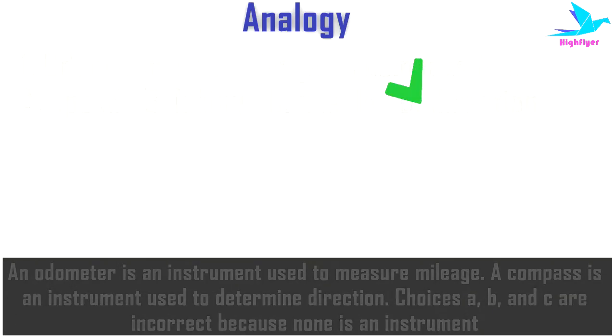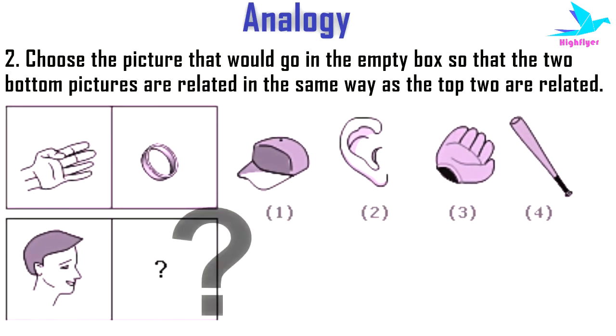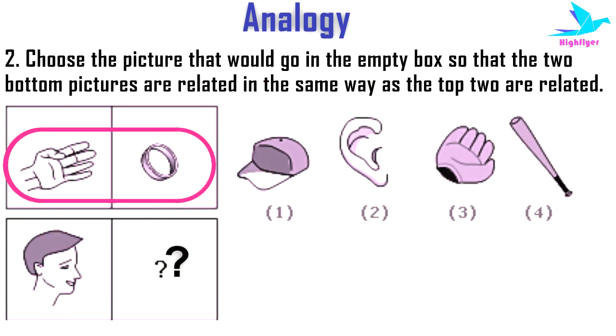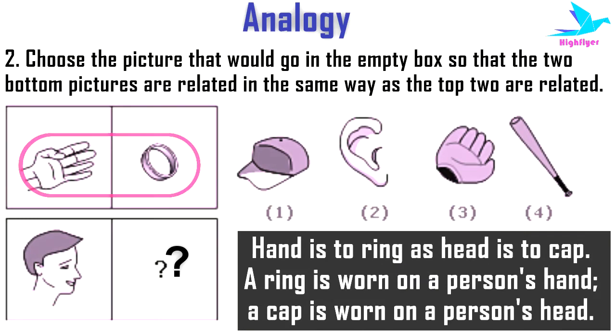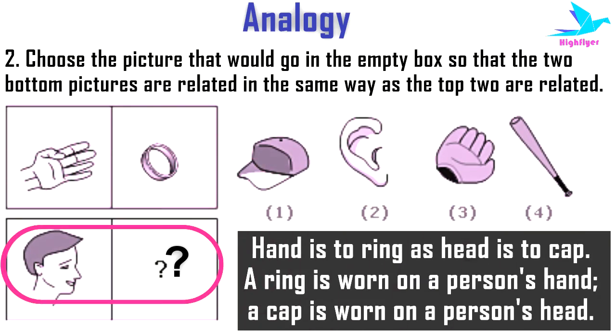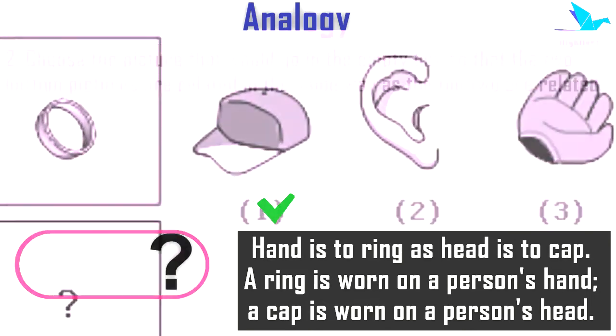Next example, choose the picture that would go in the empty box so that the two bottom pictures are related in the same way as the top two are related. Now the top two pictures we can see, one shows a hand and the other shows a ring. Now ring is something that we wear in the hand. Then the second picture shows a head. So something from the options that we can also wear on head is a cap. So the right option is option 1, cap.